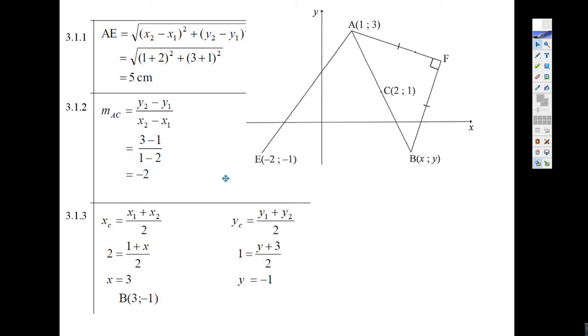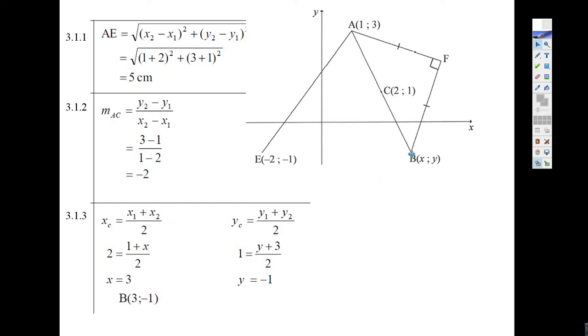In the next question, they ask, what's the gradient of AC? Well, this isn't too bad. All we do is go the change in y, 3 minus 1, on top, and the change in x, 1 minus 2. Well, 3 minus 1 is 2. 1 minus 2 is -1. And positive 2 divided by -1, your calculator will tell you that it's -2, although you should know it yourself. So the first two are really straightforward. You just use the distance formula and the gradient formula.